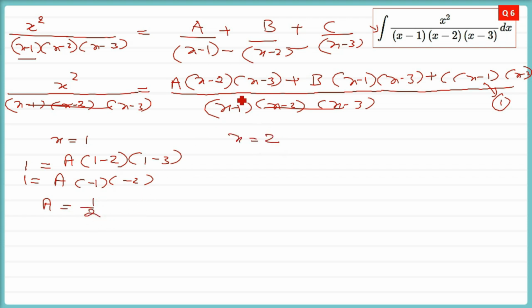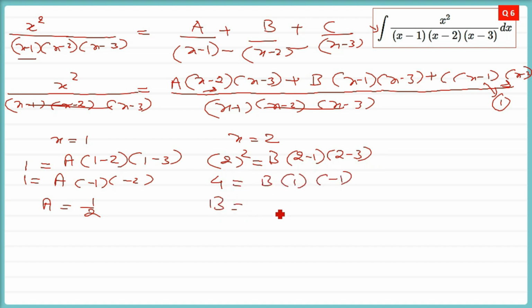Now put x equals to 2. So the first and the third term will become 0. Only b will come. So when you put x equals to 2, this left hand side will be 2 square. On the right it will be b into 2 minus 1 and 2 minus 3. So 4 will be equal to b 1 into negative 1. b is negative 4, sorry.